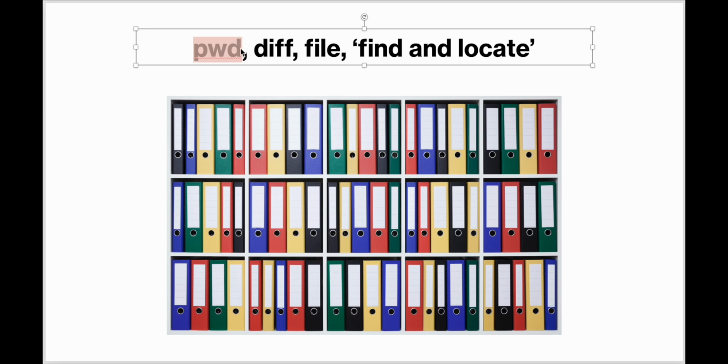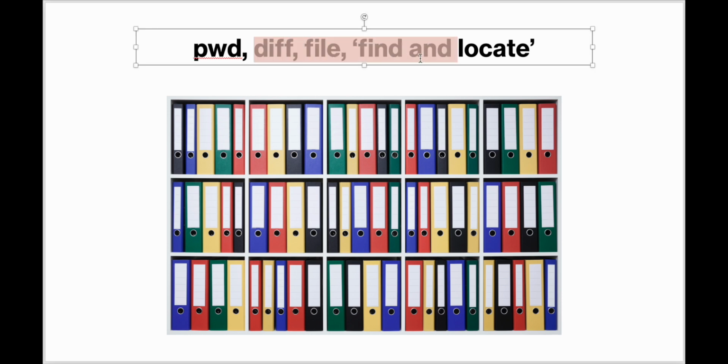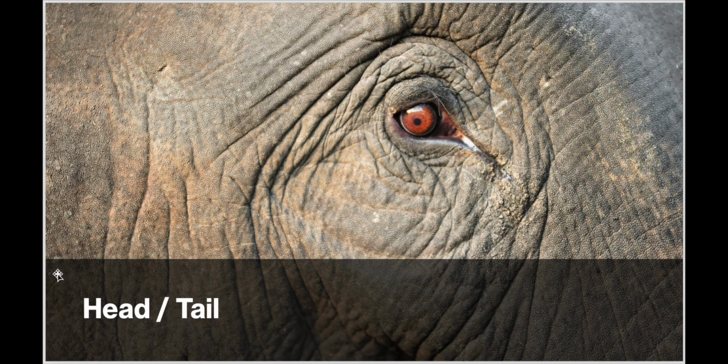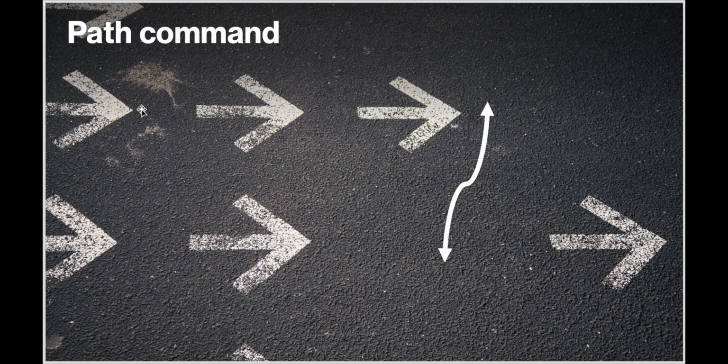Now we're going to take a look at some of these commands, and maybe you've seen them before. I think we did pwd, present working directory, last week. We have diff, file, and find and locate. These are here to allow us to manage our files a little bit better. Okay, then we have head and tail. That is similar to less. And then we have sort. And then we're going to take a look at the path command.